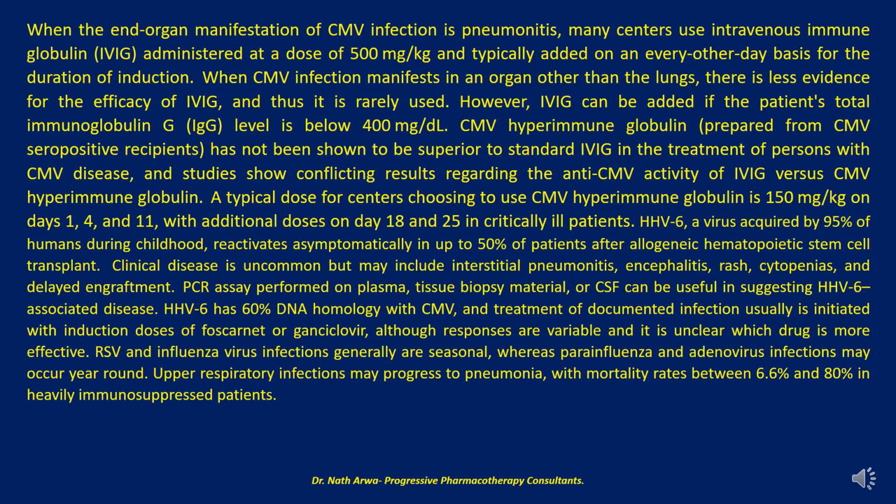HHV6 has 60% DNA homology with CMV, and treatment of documented infection usually is initiated with induction doses of foscarnet or ganciclovir, although responses are variable and it is unclear which drug is more effective. RSV and influenza virus infections generally are seasonal, whereas parainfluenza and adenovirus infections may occur year-round. Upper respiratory infections may progress to pneumonia, with mortality rates between 6.6% and 80% in heavily immunosuppressed patients.